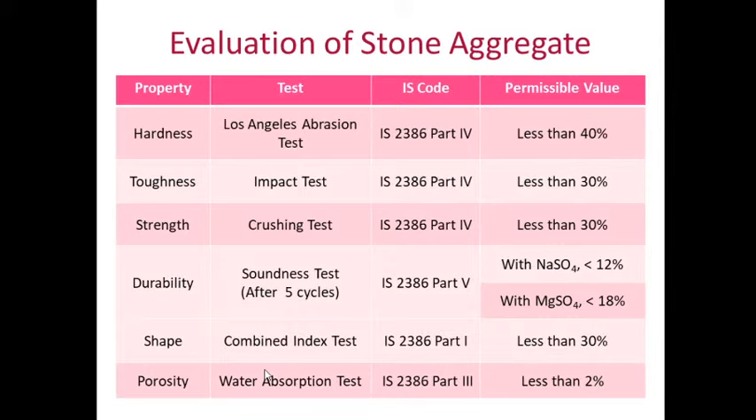The combined index should be less than 30%. Flakiness index should be less than 15%, and the elongation index should be less than 15%. Combined together, it is called the combined index, and should be less than 30%. Then the porosity, the presence of voids in the aggregate, can be determined by conducting a water absorption test using IS 2386 Part 3. The water absorption value should be less than 2% according to MORTH specification.